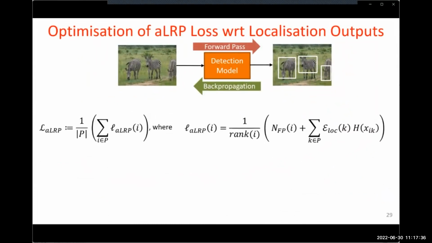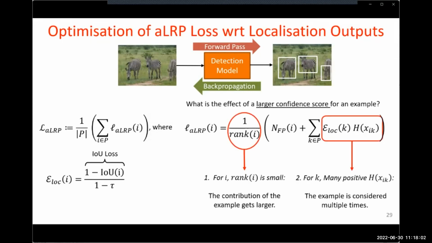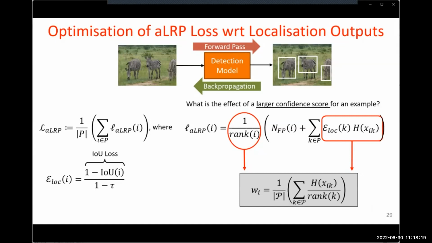Average LRP loss is differentiable with respect to the localization branch outputs, since the localization error is based on intersection over union, which is a differentiable function, and the classification branch outputs are constants with respect to the localization branch. Unlike the conventional losses, if a positive example has a relatively larger score, and hence it is ranked higher, first, it will have a smaller rank I, normalizing its error, and second, it will be included in the loss multiple times thanks to its positive pairwise relation H with other positives.